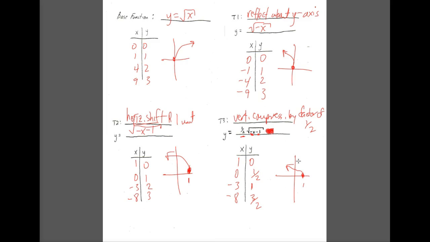And so the idea here is that if you can take any function, get key points from it, and then apply the transformations point-wise to get the graphs, then you should be able to figure out the graph of any function, regardless of whether it's a basic one or if it has transformations to it. And this concludes the video on graphing transformations.